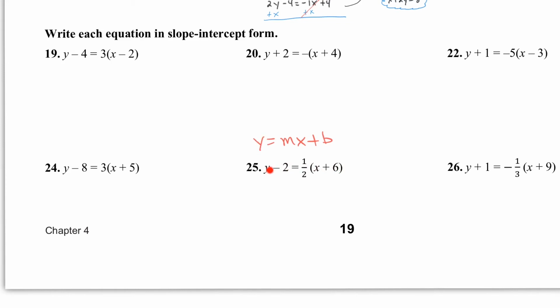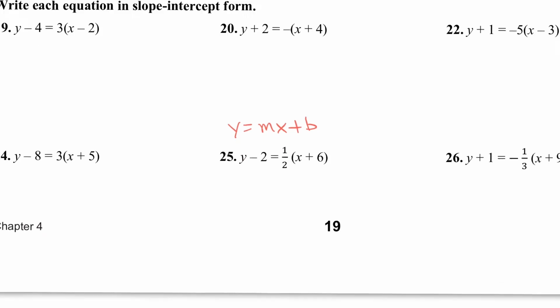Right here, this y is not by itself. It's almost there, but y is not by itself. And you guys have a minus 2 next to it, so we're going to have to get this number to the other side. But also notice that we do have a parenthesis, and I forgot to mention this with the standard form. Standard form and slope-intercept form do not have parentheses. So you guys have to get rid of the parentheses by using the distributive property. So here, I actually have to get rid of the parentheses, so I have to multiply by the fraction. And it's okay to have fractions, but we want to have the y by itself.